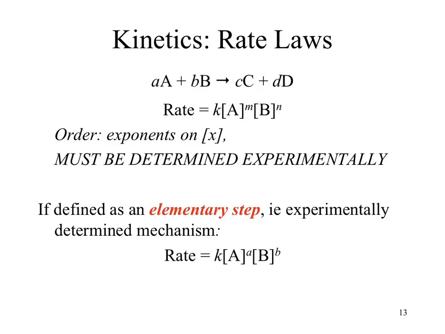The other way we can determine these experimentally is to go through and look at a mechanism, or be told that it's an elementary step. If it is an elementary step, what we're saying is that those exact numbers of molecules all come together at the exact same instant and we generate our product. That means the coefficients are the orders, so it simplifies our mathematics a lot more. So you can either be told that it's an elementary step or you can be given individual mechanistic steps.